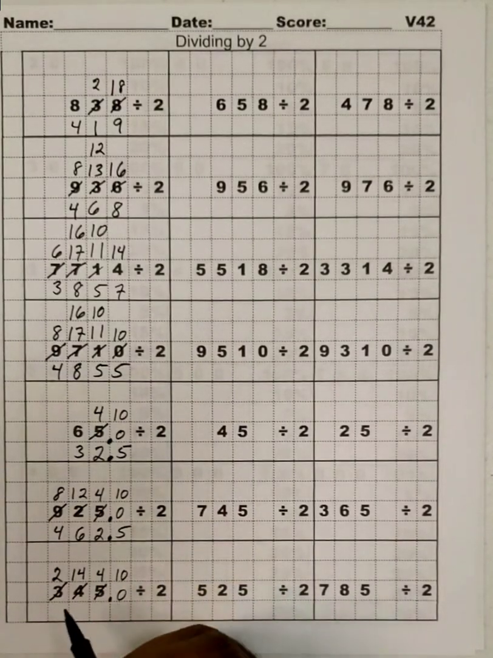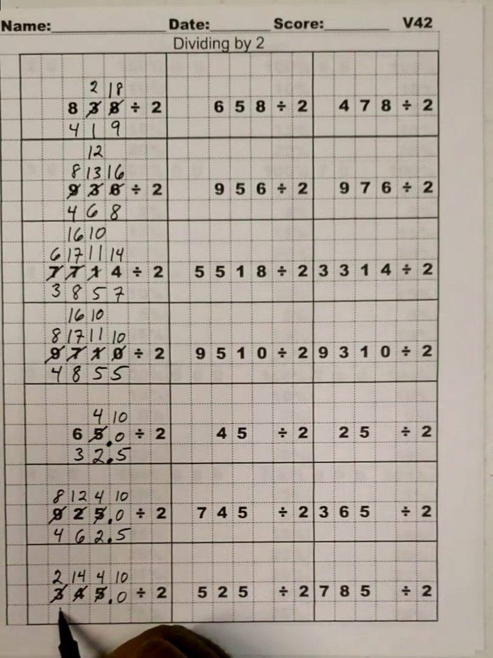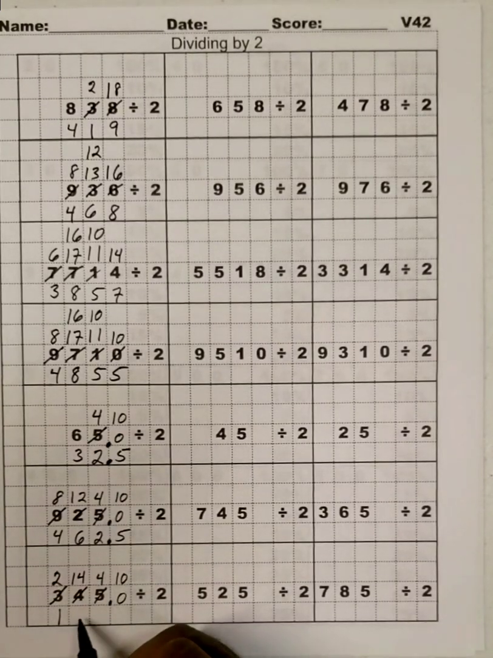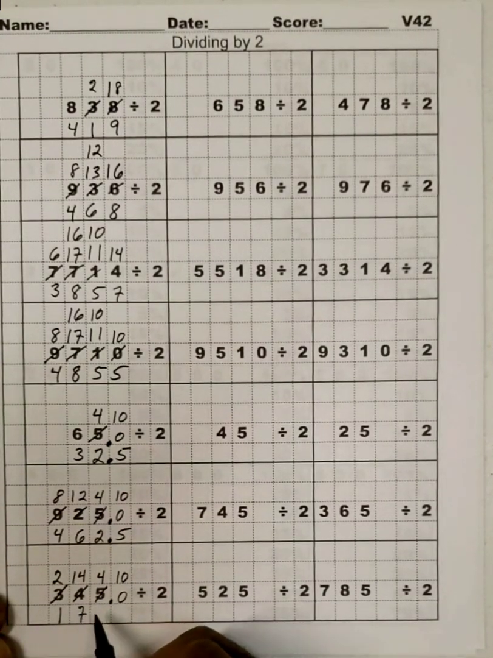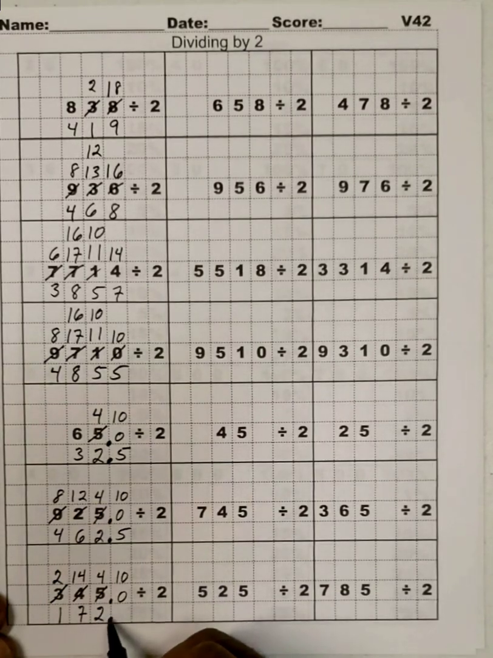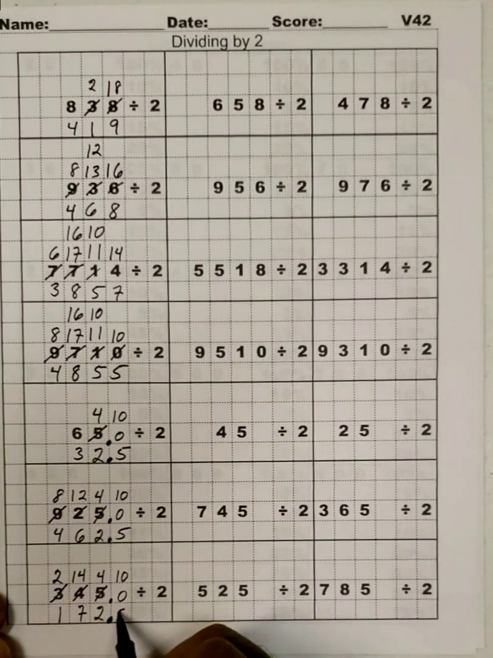So now let's take half of 2, we get 1. Half of 14, we get 7. Half of 4, we get 2, the decimal. And half of 10, we get 5.